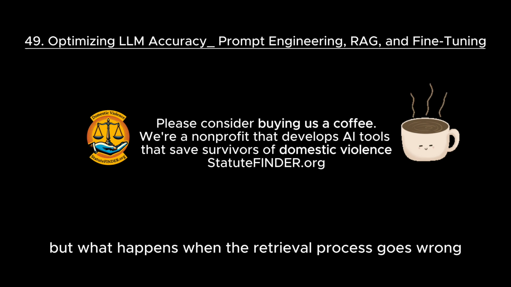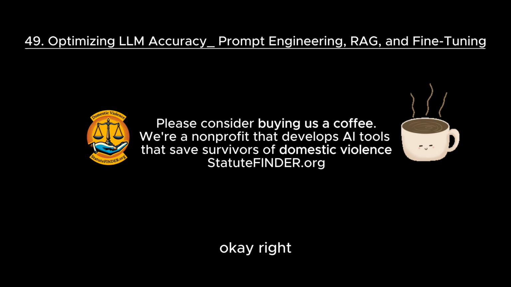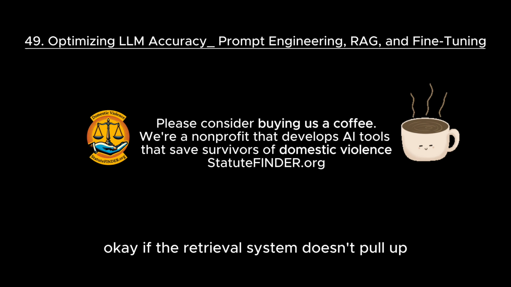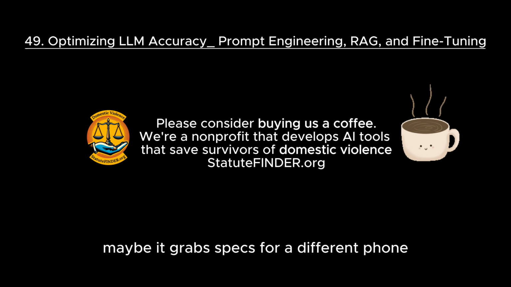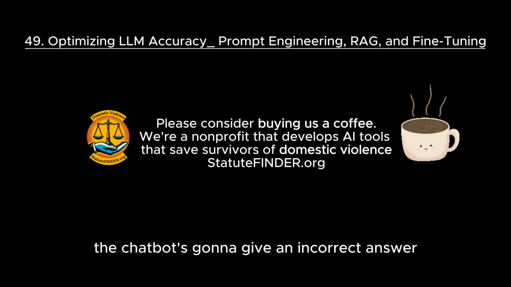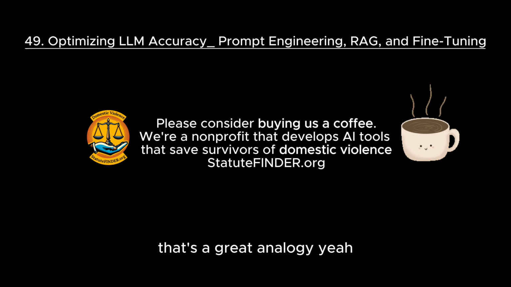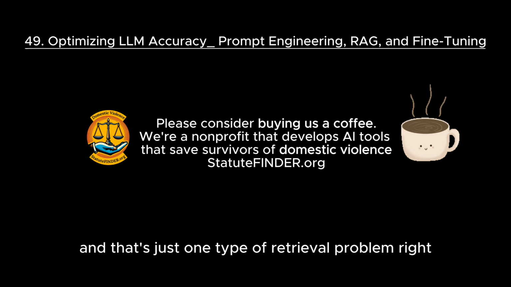Exactly. But what happens when the retrieval process goes wrong? Let's say a customer asks, what's the battery life of the new X1000 smartphone? If the retrieval system doesn't pull up the right document, maybe it grabs specs for a different phone or an outdated manual, the chatbot's going to give an incorrect answer. So it's like it's searching in the wrong section of the library. That's a great analogy. And that's just one type of retrieval problem.